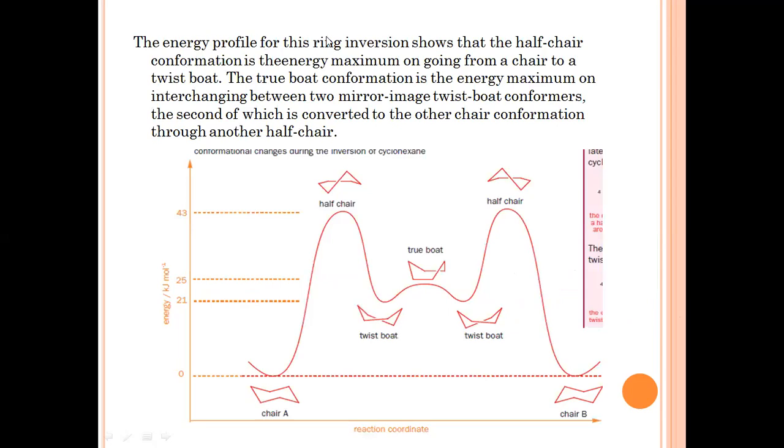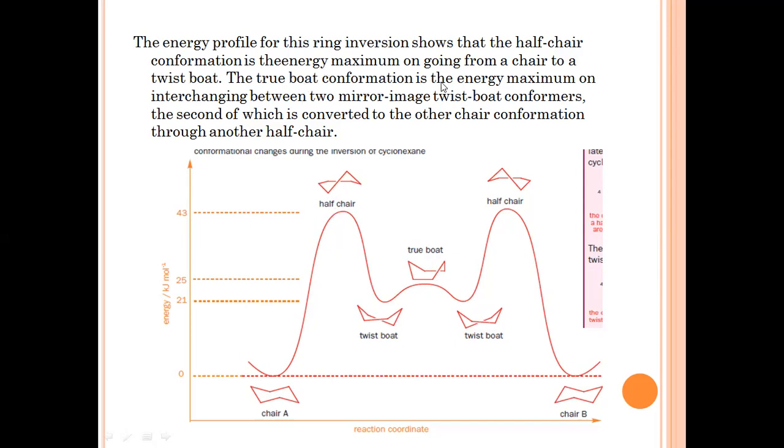The energy profile diagram for this ring inversion and the change of conformation shows that the half chair conformation is the energy maximum, see here. So the half chair conformation has the energy maximum level in the energy profile diagram on going from the chair to the twist boat conformation. When the chair conformation moves toward the less stable conformation, that is the twist boat, it goes via the formation of the half chair conformation.